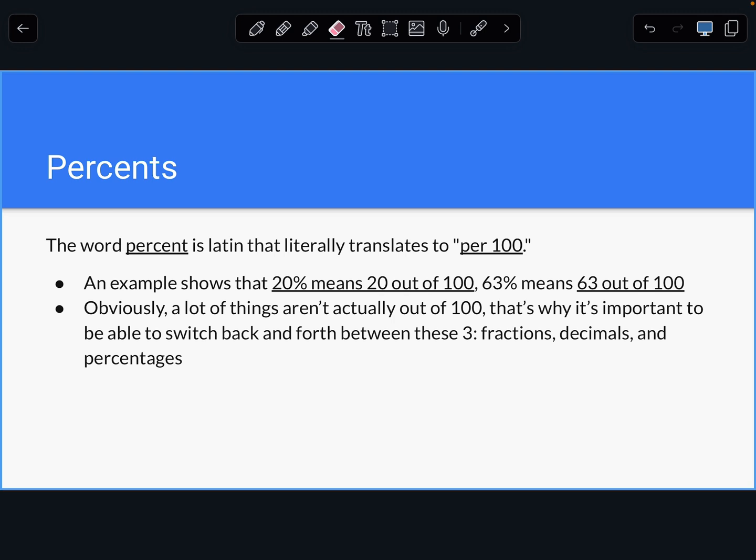That's why it's important to be able to switch back and forth between fractions, decimals, and percentages. For example, you're going to take a test, and the test is only going to be out of 27 points. If you get 21 out of 27, that does correlate to a percentage, but it's not out of 100 points. It was only out of 27. But because it's starting out as a fraction, you can change that fraction to a percentage and still know what that percentage is, even though it's not out of 100.